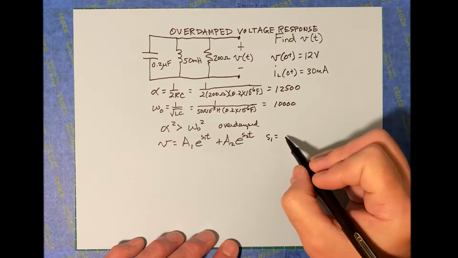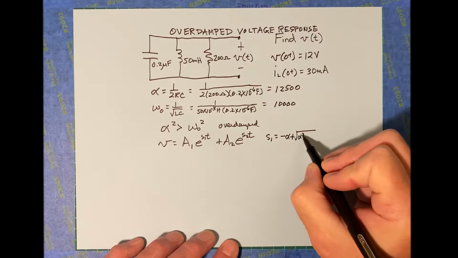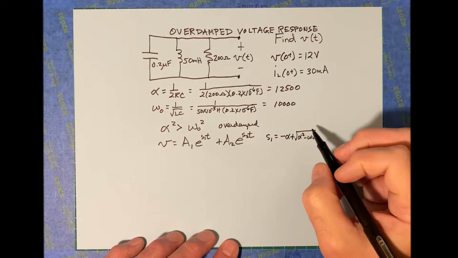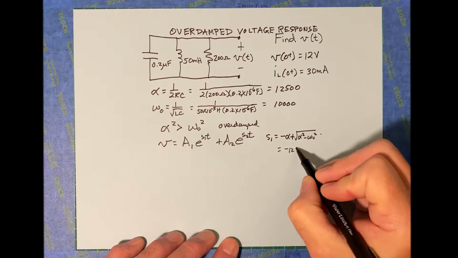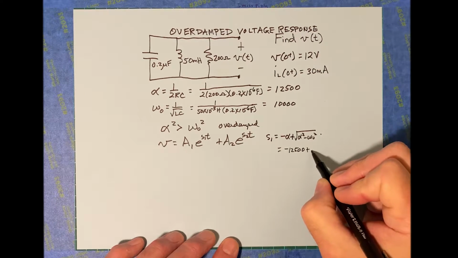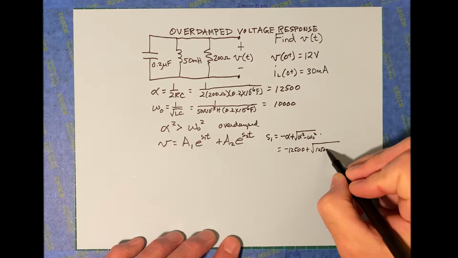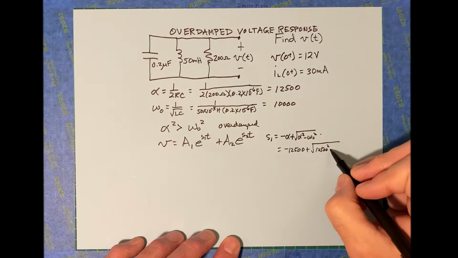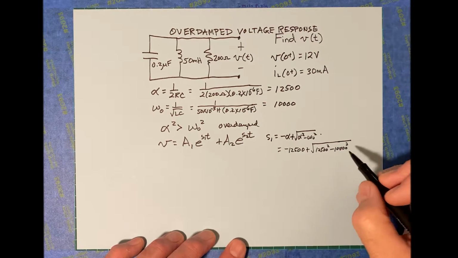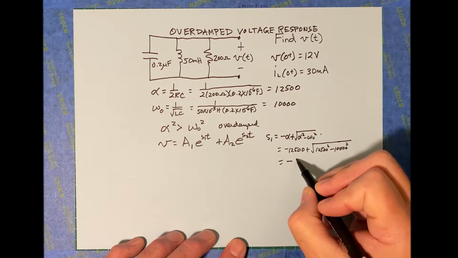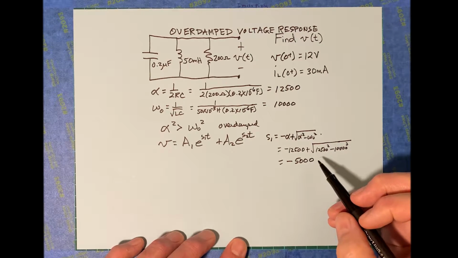S1 is going to be minus alpha plus the square root of alpha squared minus omega naught squared. That's equal to minus 12,500 plus the square root of 12,500 squared minus 10,000 squared. Do that calculation, you end up with minus 5,000. That's going to have units of radians per second.